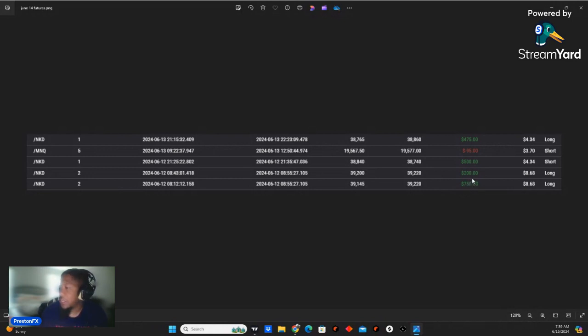So these were two trades right here. These were the same trades, 750 and 200, because I saw it going up, and that was the one I took during the news. I think it was the FOMC news. So I took both of them. I liked the way it was going, so I took both of those right there.